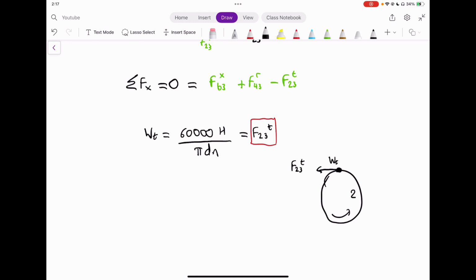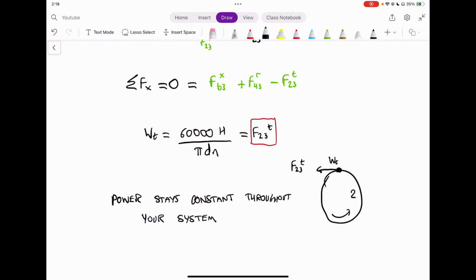Okay, now another important note that we can make here, and this is a new thing theoretically, is that power stays constant throughout your system. So you could calculate Wt anywhere in your system, and the power transmitted would always be 2.5 kilowatts. It would always be 2.5 kilowatts in the system, whether you calculate Wt at gear 2 or gear 3 or gear 4, it's always going to be the same.